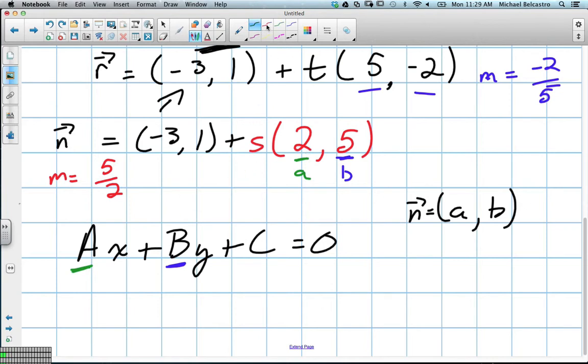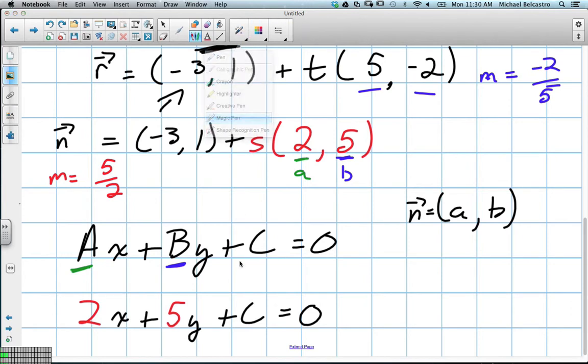So our a value in this question is 2, x plus, and our b value is 5, y plus c. Now the only unknown variable that we still need to solve for is our c in this question. And since we already have a coordinate of this vector, sorry, I meant to point to this vector, not this one. Since we already have a coordinate of this vector, we can plug in the x and y value to isolate for our unknown c.